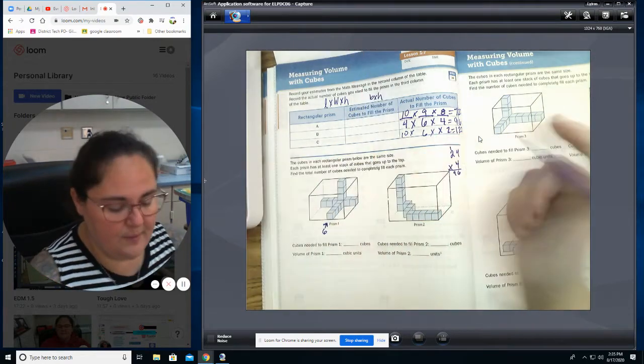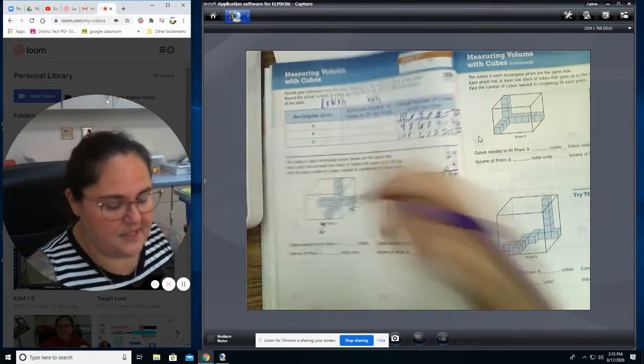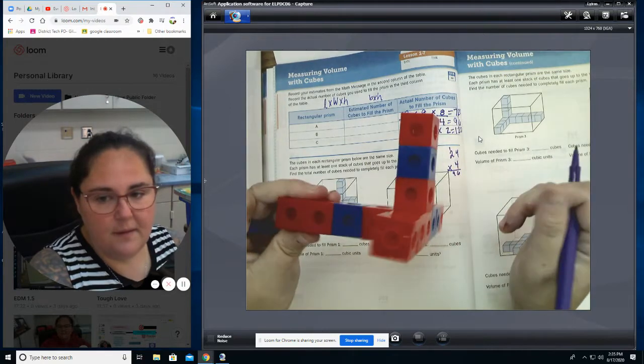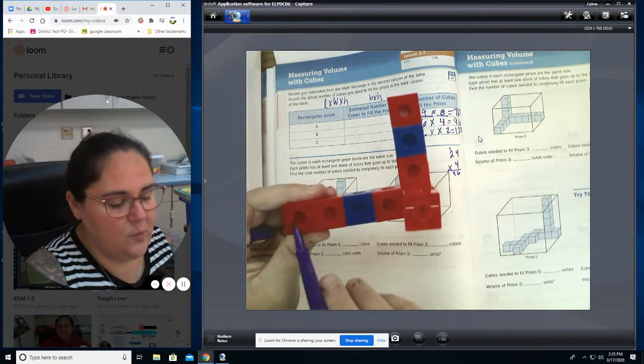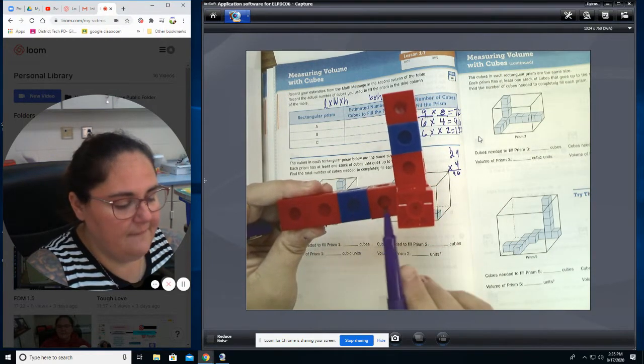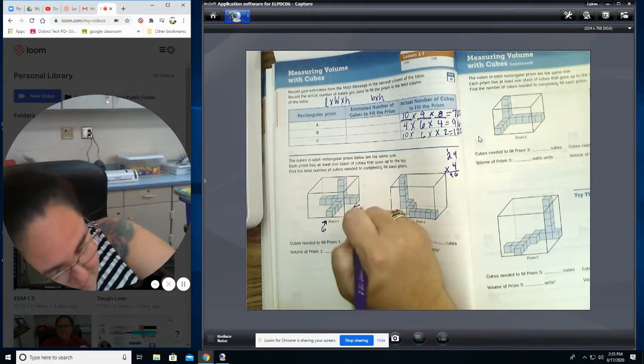Then I'm going to go width. So my width, I'm going to pretend I'm walking over and I'm standing this way. Okay. How wide is this? 1, 2, 3, 4, 5.